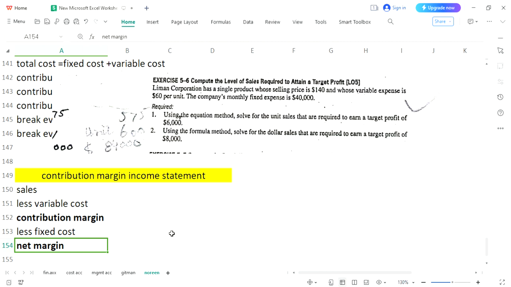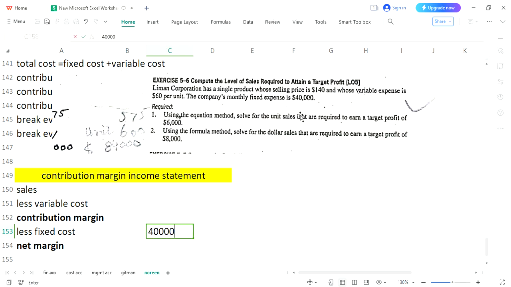The first thing which can directly be written is your fixed cost, and that is 40,000. So we can easily put it over here. Next, using the equation method, we solve for the unit sales, that means how many units we need to sell to earn a target profit of 6,000. The profit is also given, which is our target profit, 6,000. We will put it over here.